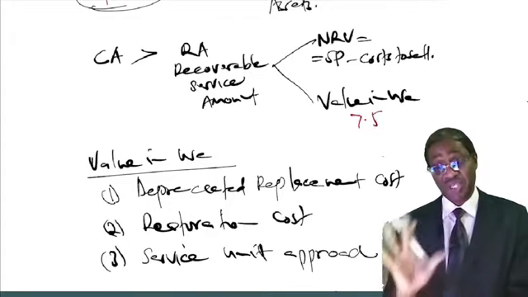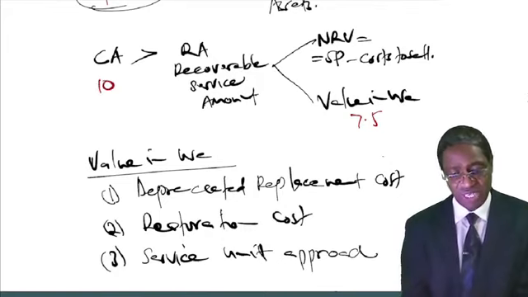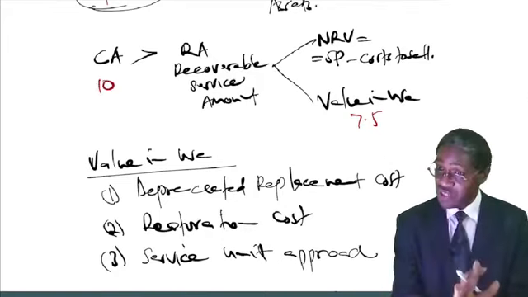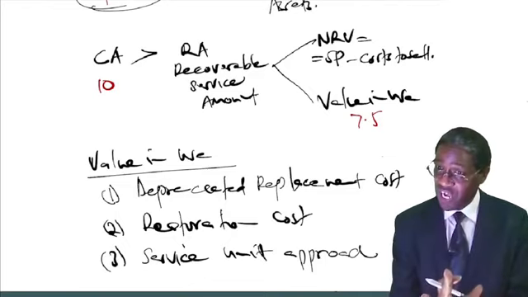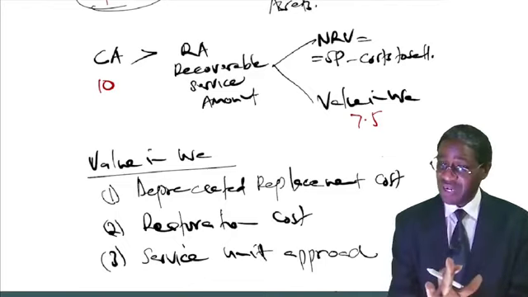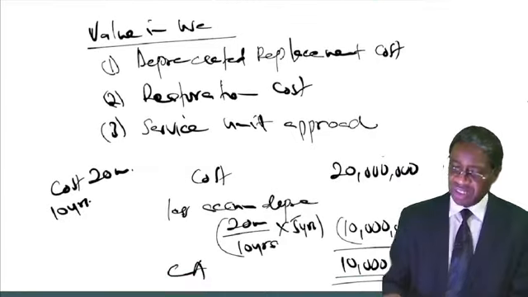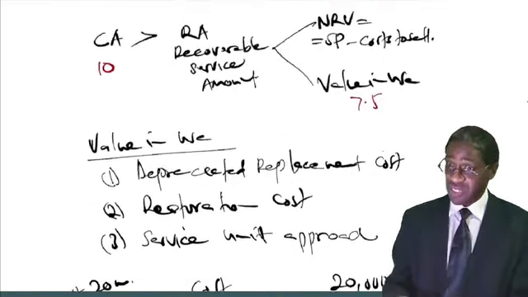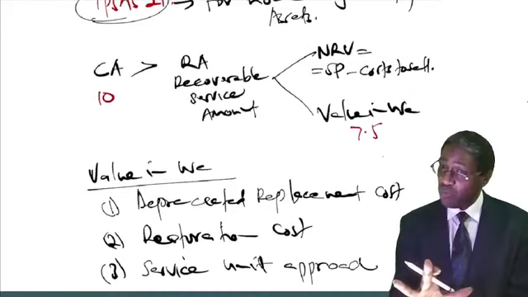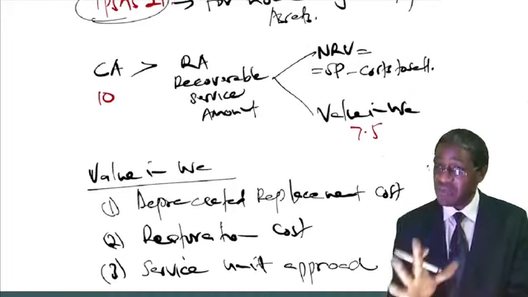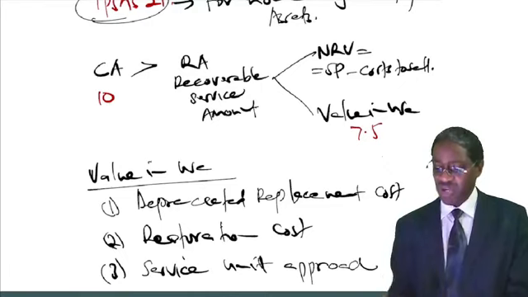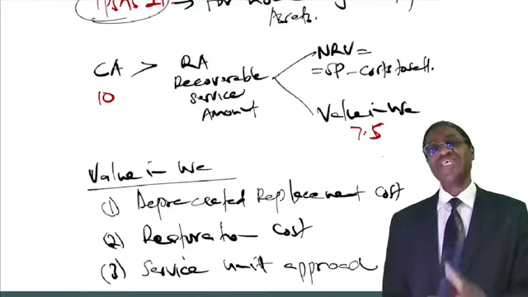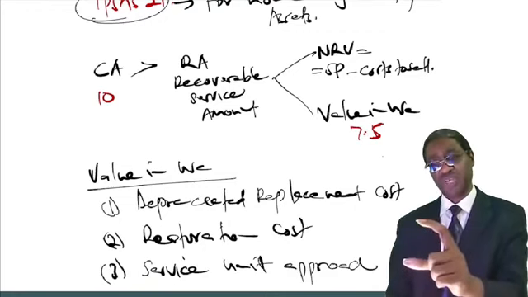Don't forget, our machine had a carrying amount of how much? 10 million. The one we are testing cost us 20. We had used it for 5 years. Those 5 years, it had lost depreciation of how much? 10. Then we had seen the carrying amount was a balance of 10. Now we want to compute the recoverable service amount. I've already computed the value in use using the method we are calling depreciated replacement cost.